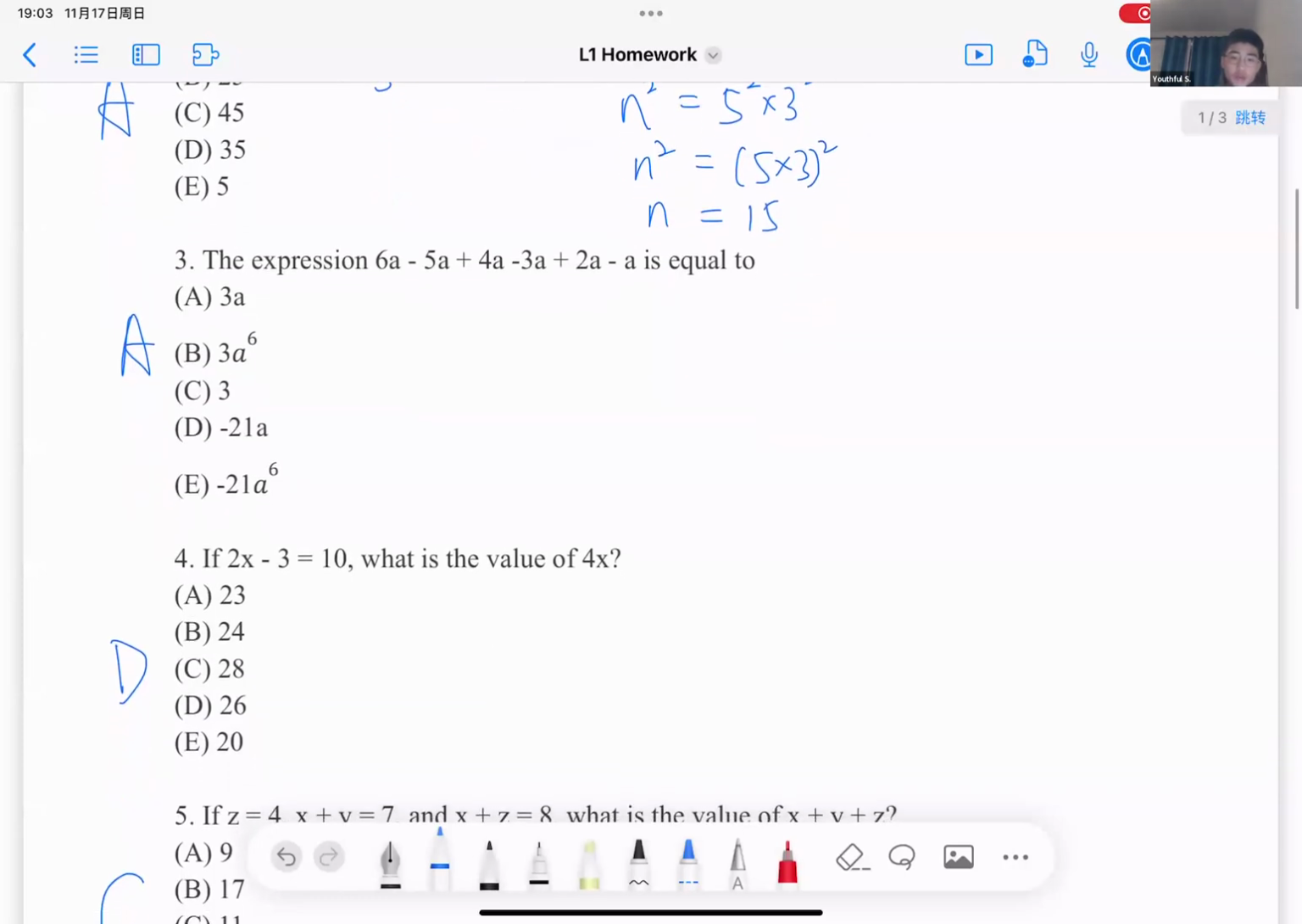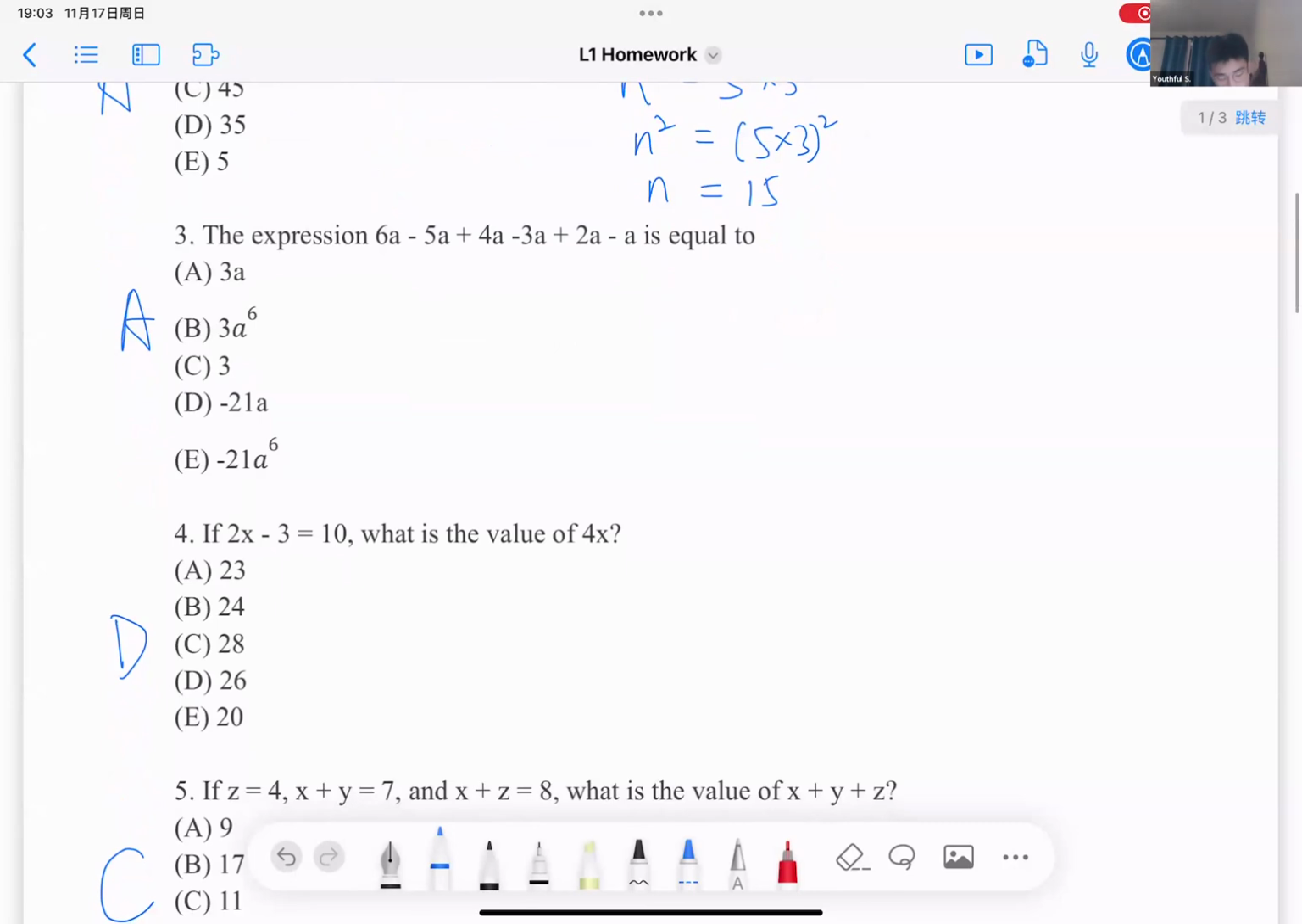And the third one: the expression 6a minus 5a plus 4a minus 3a plus 2a minus a is equal to... well, this is quite simple, because if you see all the exponents, just cross them out. It's not going to be a multiplication, because it's basically just addition. So these two give me 1a, which is a, and a. It's basically just 3a. So the answer is also A for this one.